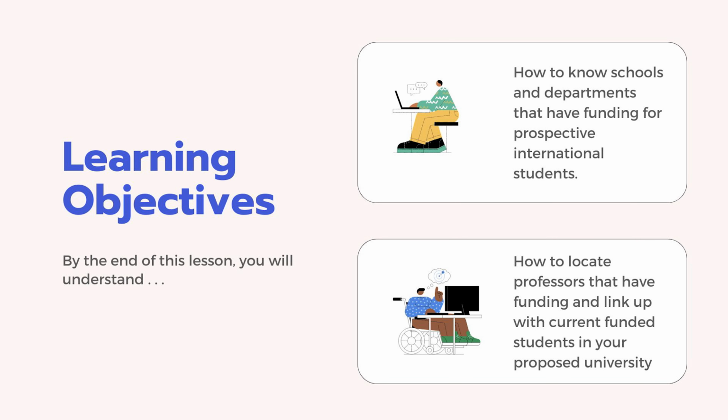These are the two major learning objectives for today. By the end of today's session, you will understand how to recognize and sort out schools and departments that are funding prospective international students like you, and how to locate professors. So the first one is how to locate schools, departments and programs. The second one is how to locate professors and link up with current funded students in your proposed university. Exciting stuff.